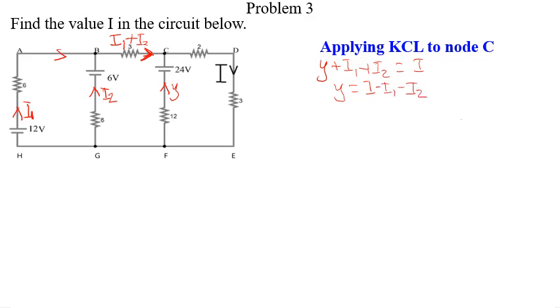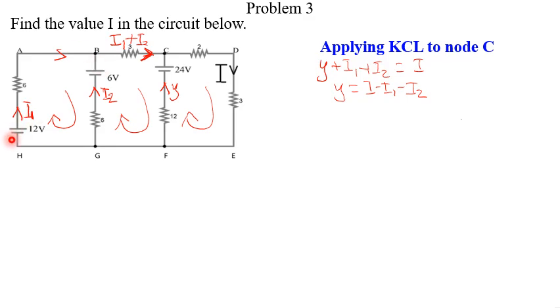Then we'll take our loops around to find the current in this branch. We'll perform KVL in all three loops. So performing KVL in the first loop, we realize that KVL says the sum of voltage sources equals the sum of voltage drops.